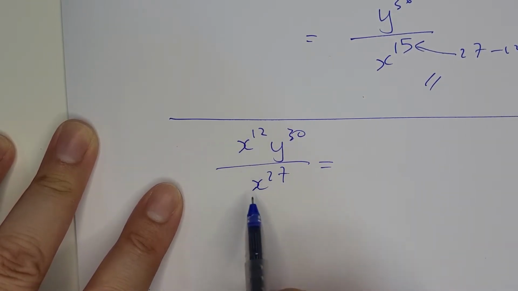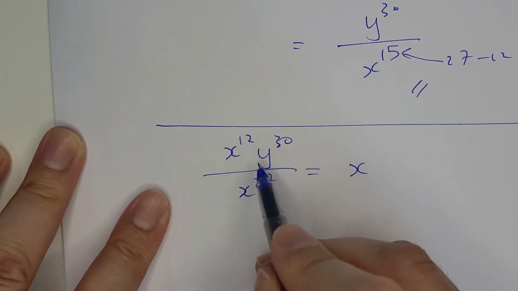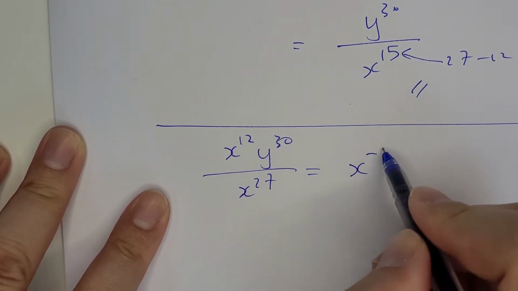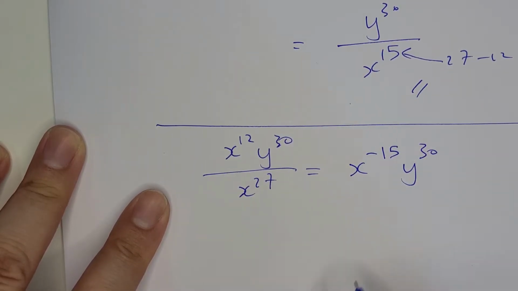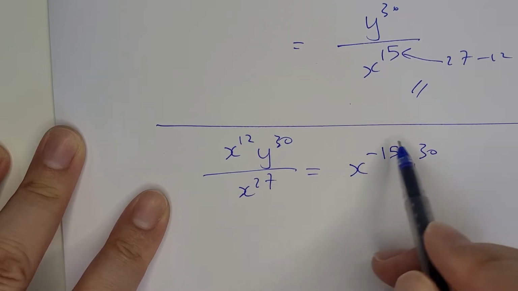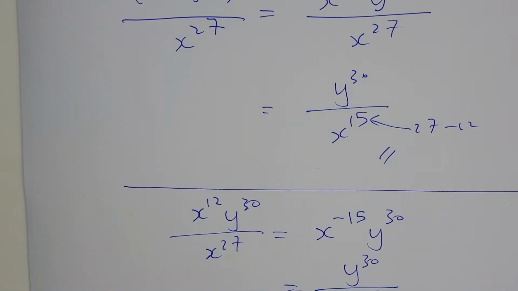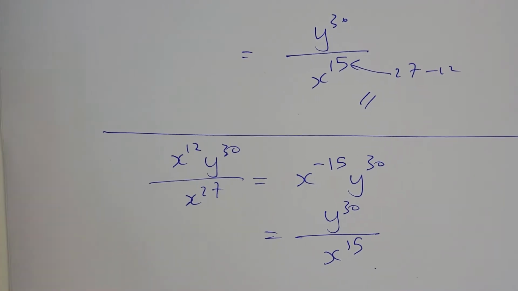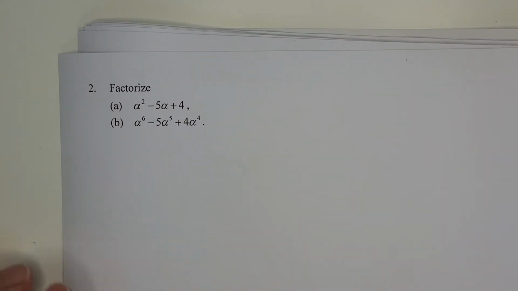And when you are doing the division for the same factor, you are doing the subtraction of the index. So that's x to the power negative 15, y to the power 30. Now you need to change it back to the positive index. So your final answer will be y to the power 30 over x to the power 15. Both methods are acceptable. Okay, so let's finish question number 1, and let's move to question number 2.